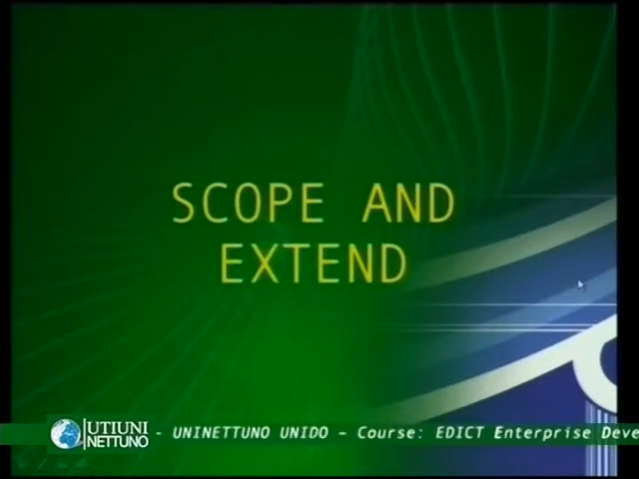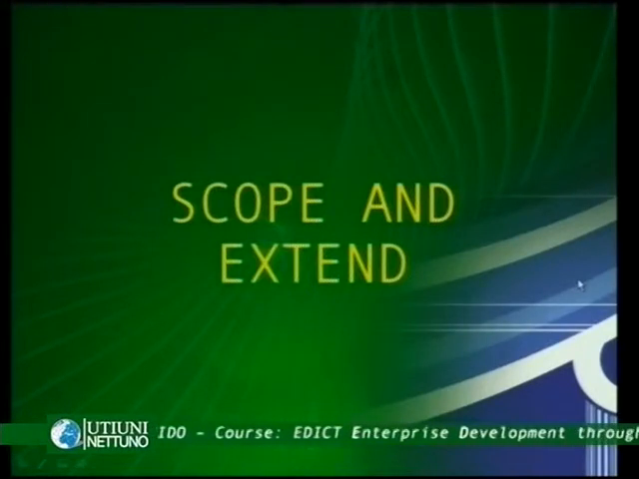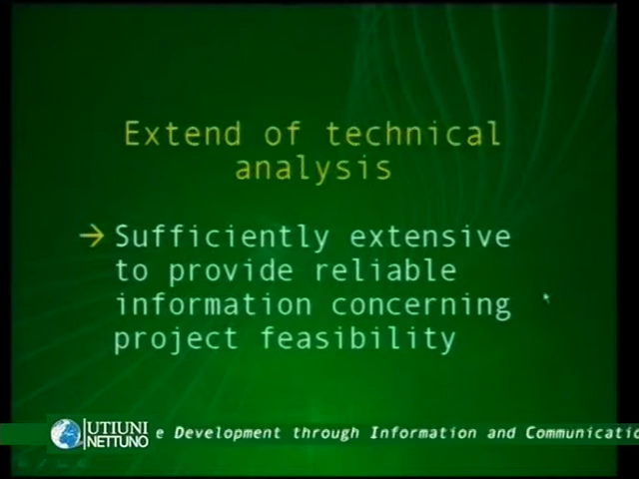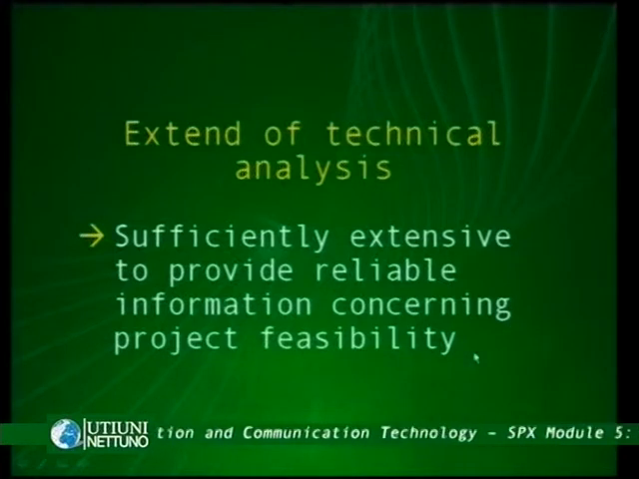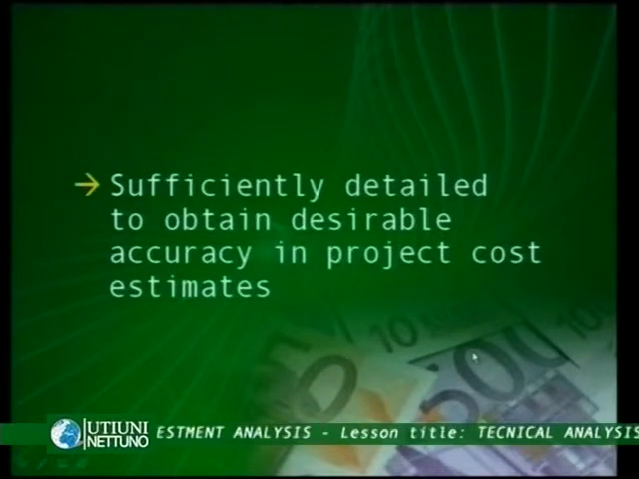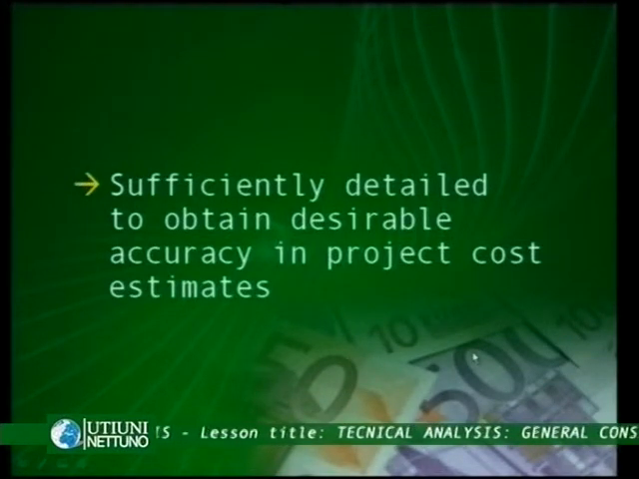So to focus a little bit our attention on the general aspects of technical analysis, let's consider the scope and extent of the technical analysis. Let's start with the extent of technical analysis. The extent should be sufficiently extensive to provide reliable information concerning project feasibility. So the extension of the analysis should cover several aspects related to the project's actual implementation. The extent should be sufficiently detailed to obtain desirable accuracy in the project cost estimates.